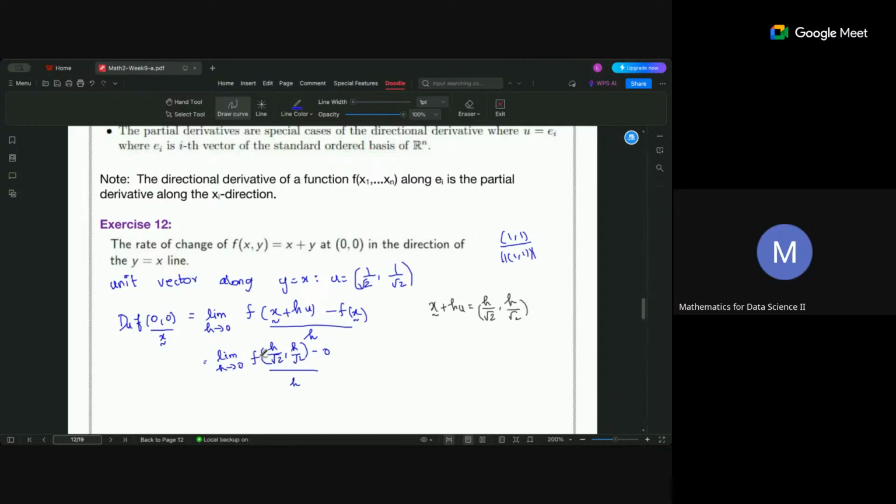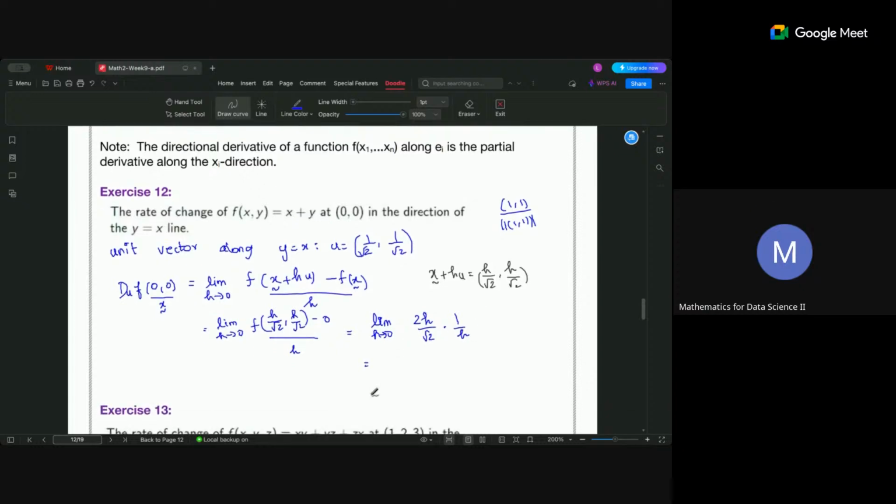I missed an f here. So this is limit h goes to 0. Now you just have to add them up. So you get 2h by root 2 here, into 1 by h. The denominator h I am bringing up. So it becomes this. So what is your answer? Root 2.